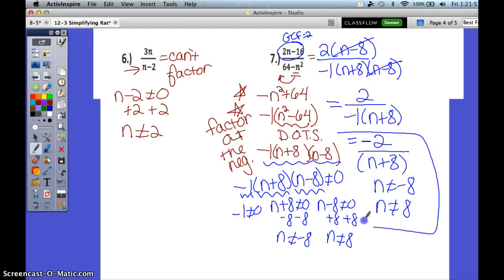So here's your whole answer. Make sure that you factor everything inside of here. Do your numerator, do your denominator, and then go ahead and put them together.